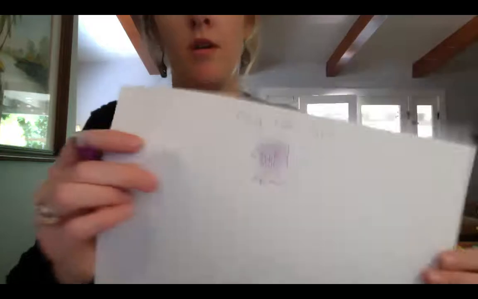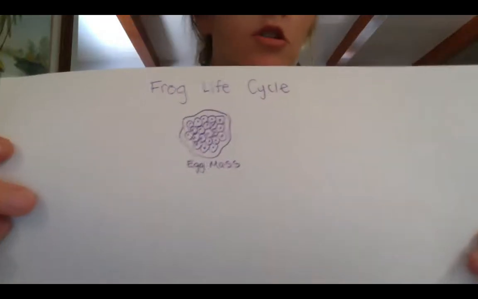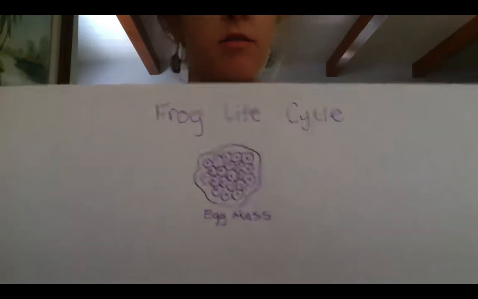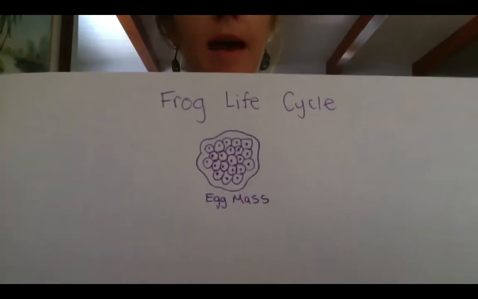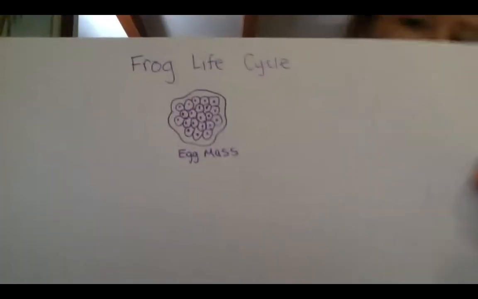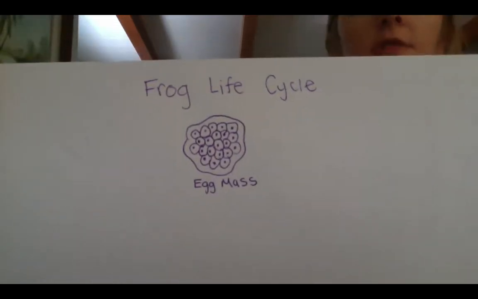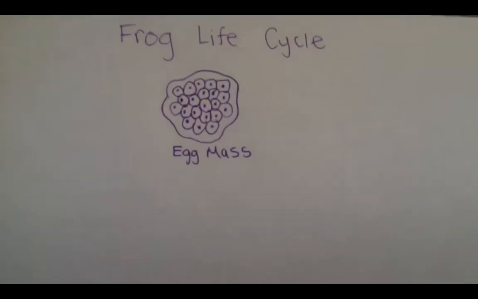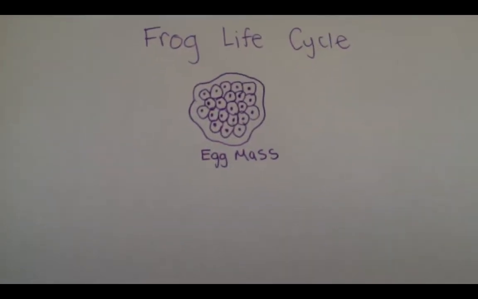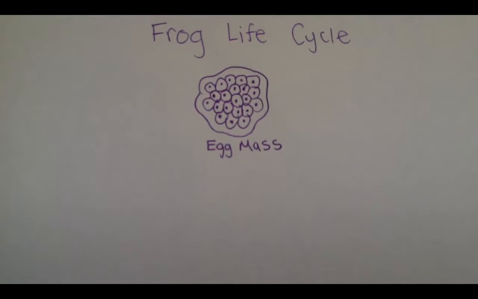Let me get a pen, I'll be right back. Okay, there we go. So I drew my egg mass and I labeled it. So make sure you also write egg mass next to your picture. And it should be at the top so you have room for the whole life cycle. If you need some time for that, go ahead and pause. And I'll move on in 3, 2, 1.